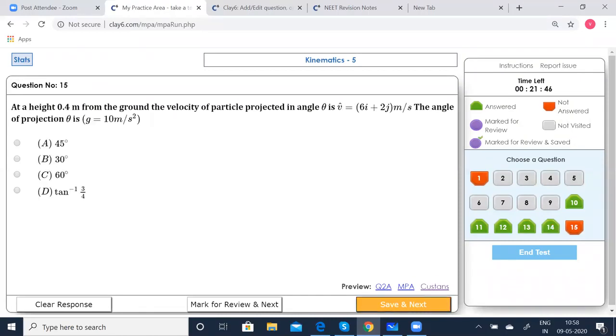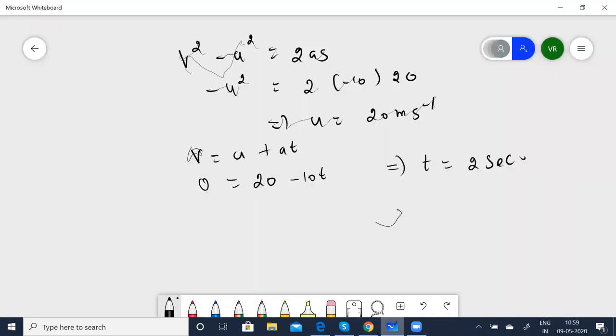At a height of 0.4 meters from the ground, the velocity of the particle projected at an angle theta is V vector equal to 6i plus 2j meters per second. The angle of projection theta is given by what? He's asking you to take g to be 10 meters per second squared. Let us quickly solve this.